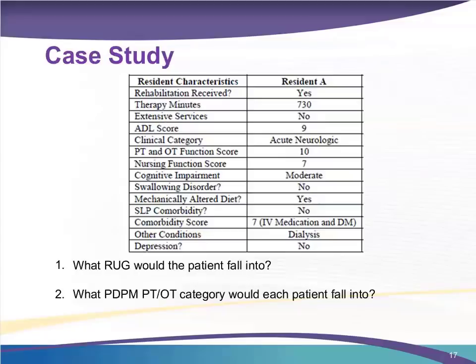I did want to quickly go through a case study so we could talk through this for just a minute. And this is one that they gave as an example in the final rule. I know there's a lot of information on here. We're only going to focus on several of the areas that are listed. But I want us to think about it, and I've got several slides on this. Number one, this is resident A or patient A. What RUG would the patient fall into, and what PT or OT category would that same patient fall into?